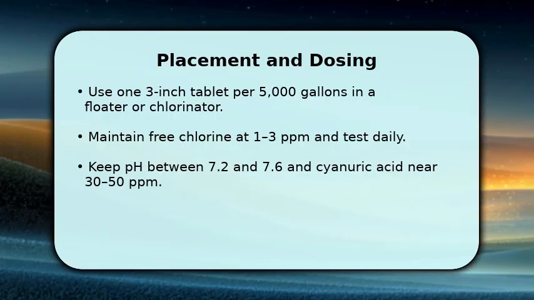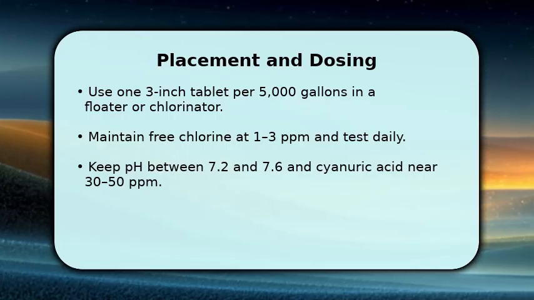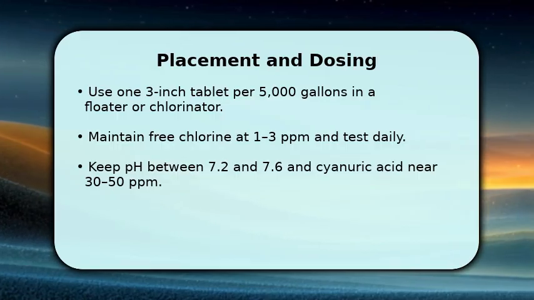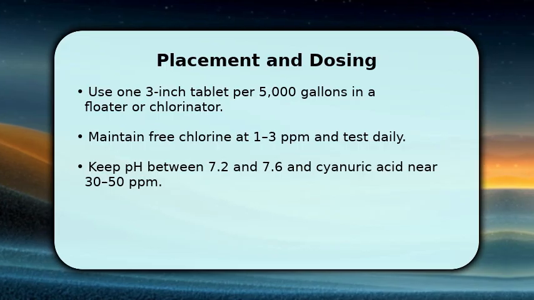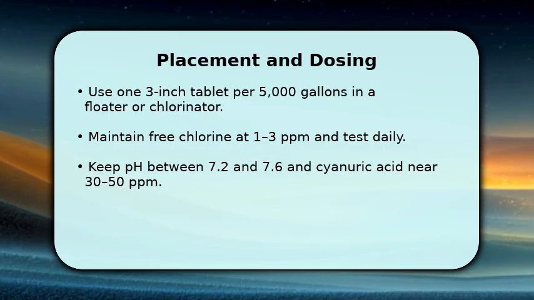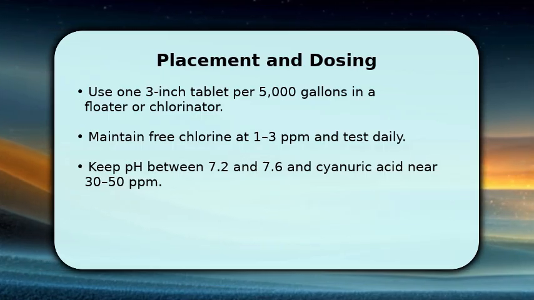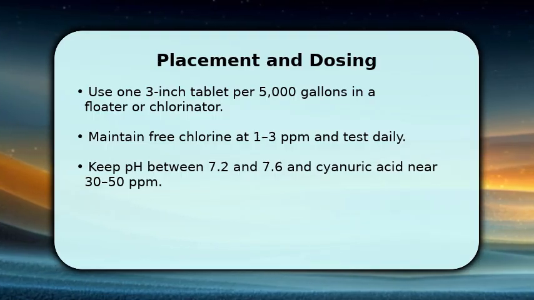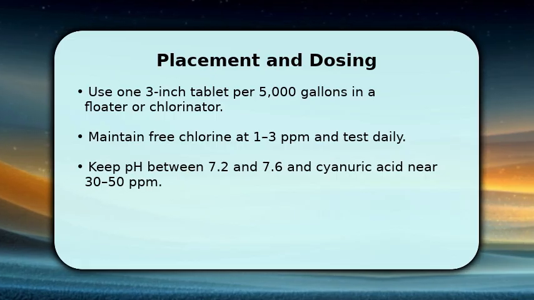For simple dosing, choose either a floating dispenser, inline chlorinator, or skimmer feeder rated for 3-inch tablets. Avoid dropping tablets directly into the pool when using metal ladders or steps. Use 1 3-inch tablet per 5,000 gallons in a floater or chlorinator, and reduce to 1/2 tablet for smaller pools or when combined with shock treatments.